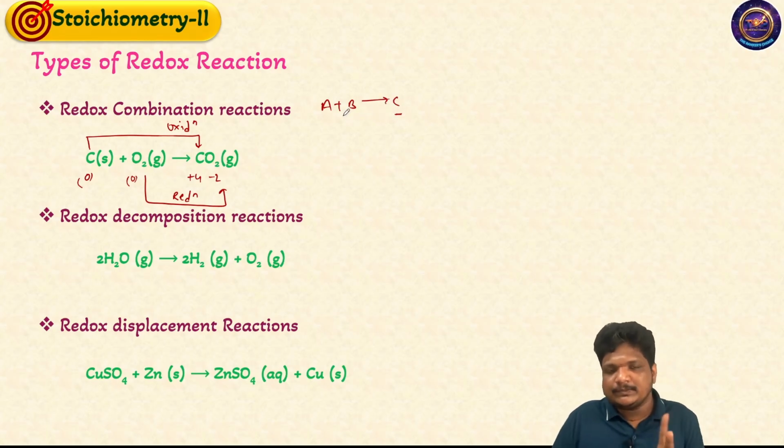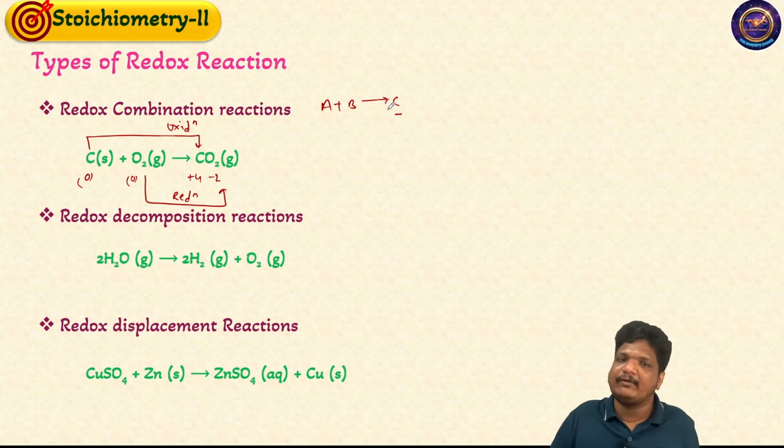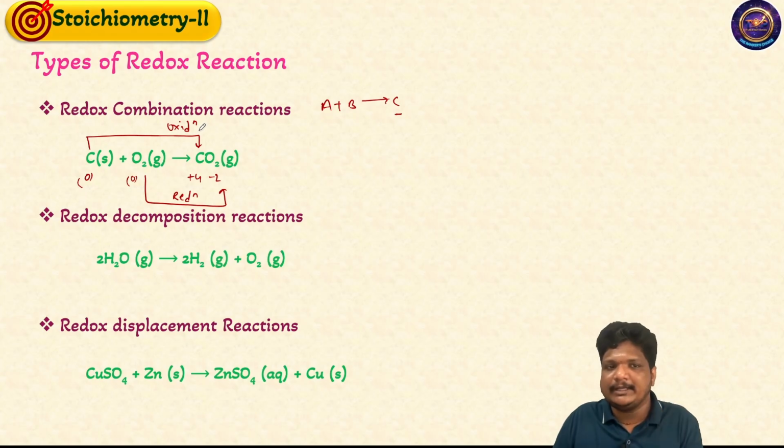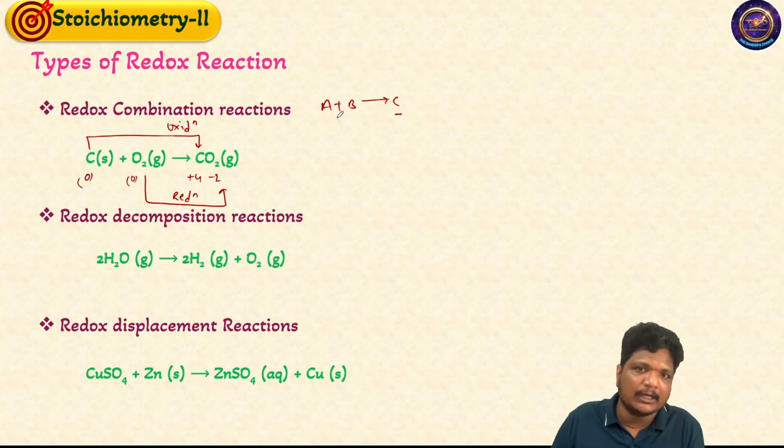సో 2 స్పీసీస్ కలిసి ఒక సింగిల్ ప్రోడక్ట్ ను ఫామ్ చేసినప్పుడు అక్కడ ఈ ఆక్సిడేషన్ రిడక్షన్ రెండూ జరిగితే సో దట్ ఈస్ రెడాక్స్ కాంబినేషన్ రియాక్షన్. సో ద కండిషన్ ఈస్, సో ఈ 2 స్పీసీస్ లో ఏదో ఒకటి సో ఎలిమెంటల్ స్టేట్ లో మనం అబ్జర్వ్ చేస్తాం. సో ఇది కార్బన్, సో ఇది O2, ఇది మాలిక్యూల్, ఇది ఎలిమెంట్. ఓకే, సో నెక్స్ట్ వన్ ఈస్ రిడాక్స్ డికంపోజిషన్ రియాక్షన్స్.